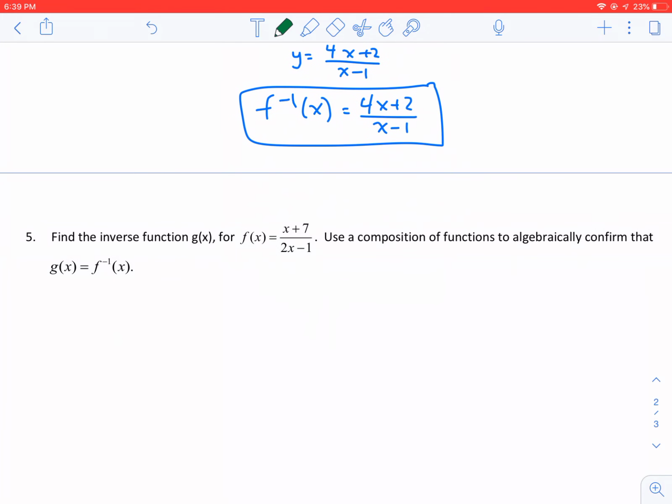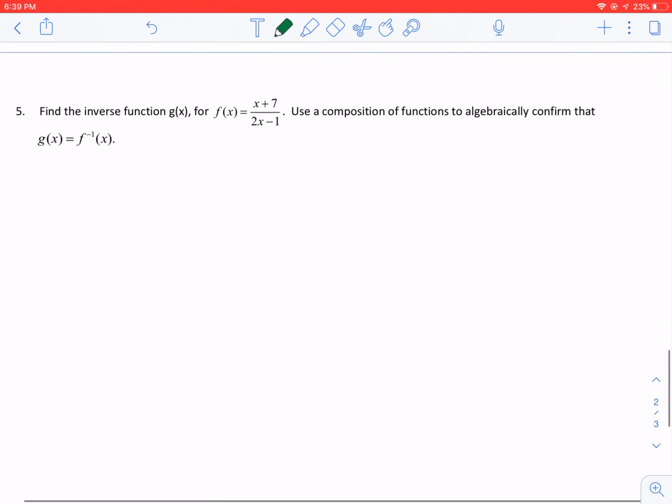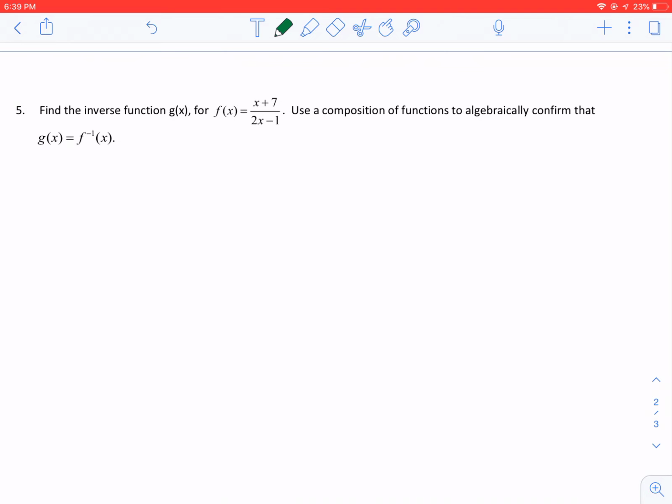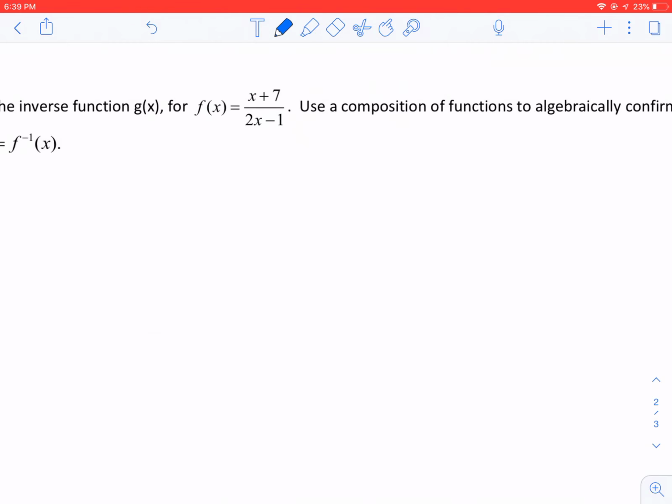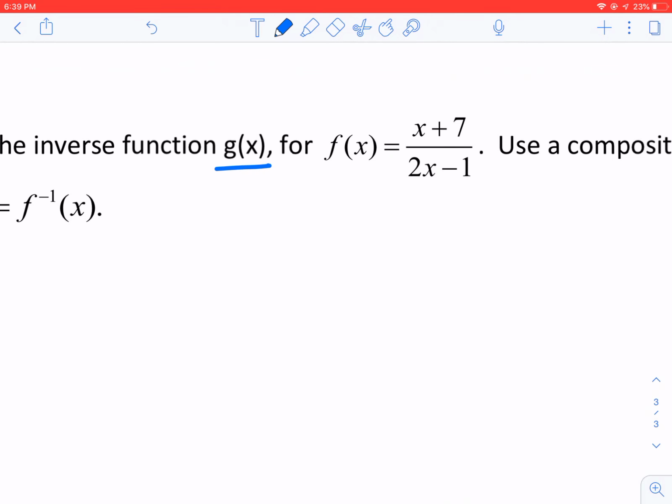So, just one more example. Again, we're going to find the inverse, then I want us to use g to the inverse. So, find the inverse function g of x here. So we're naming the inverse function g of x.